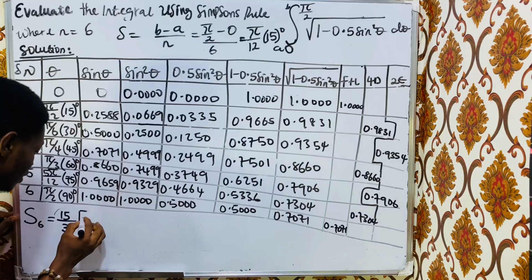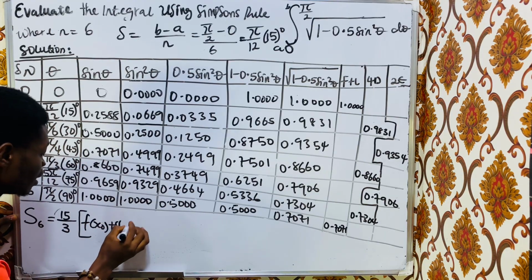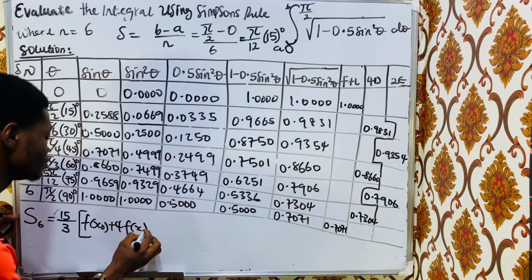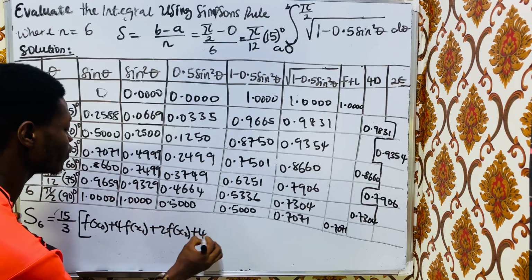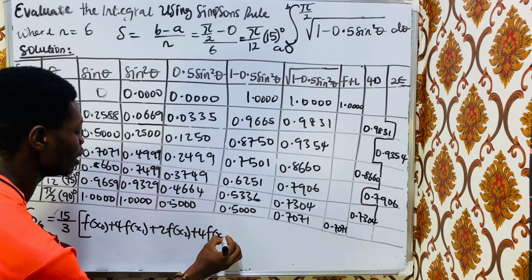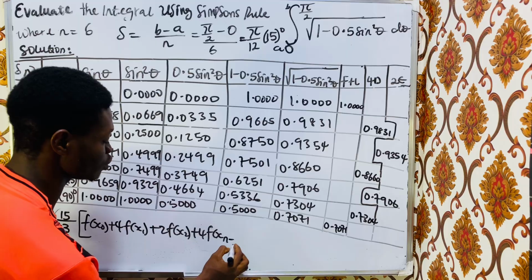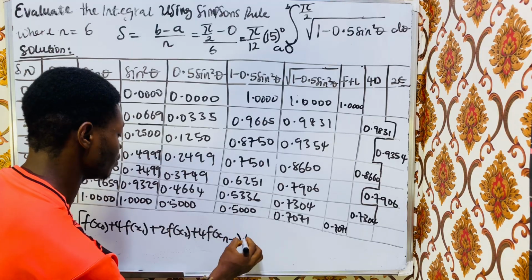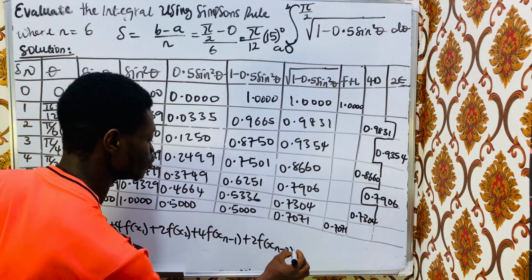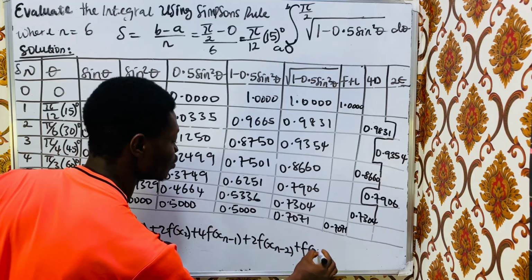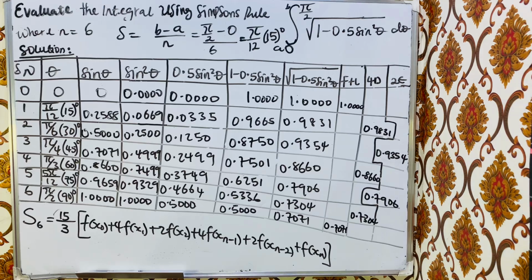See the formula here. F of what? x naught plus 4 times f of x1. Then plus 2 times f of x2, plus 4 times f of x what? xn minus 1. Then plus 2 times f of xn minus 2, plus f of xn. So I hope you can see it from there.